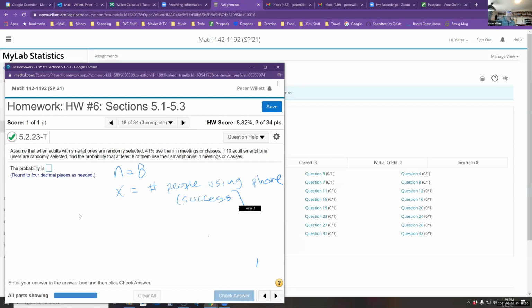Question? Yeah, I have a question. Sorry. Why would N be 8 if we're randomly selecting 10 adults? Oh, you're absolutely right. Thank you. I looked at the 8 instead of the 10 right above it. X would actually be 8. So thank you for fixing me. Let me adjust that. Getting my 2 numbers mixed up.